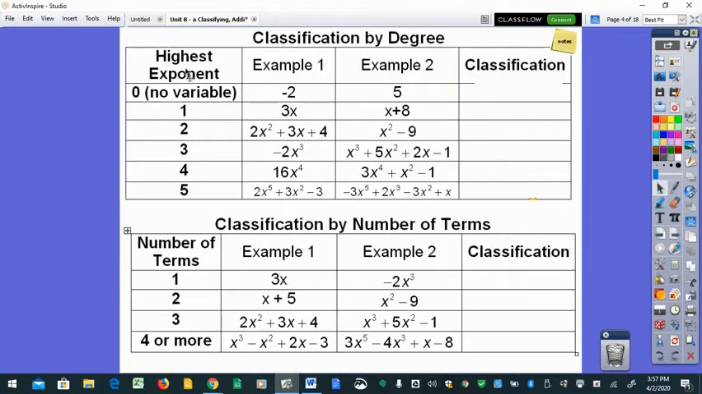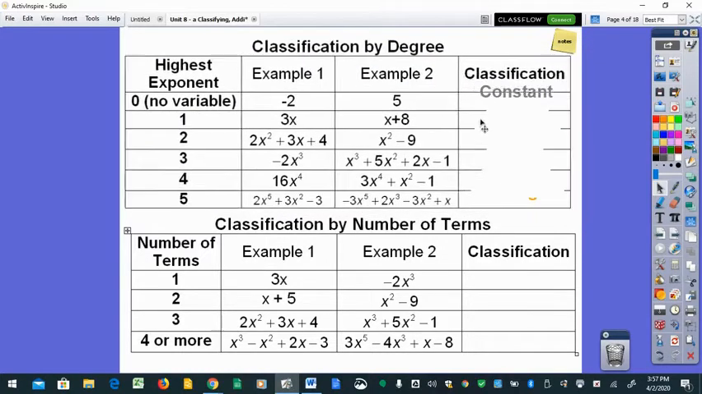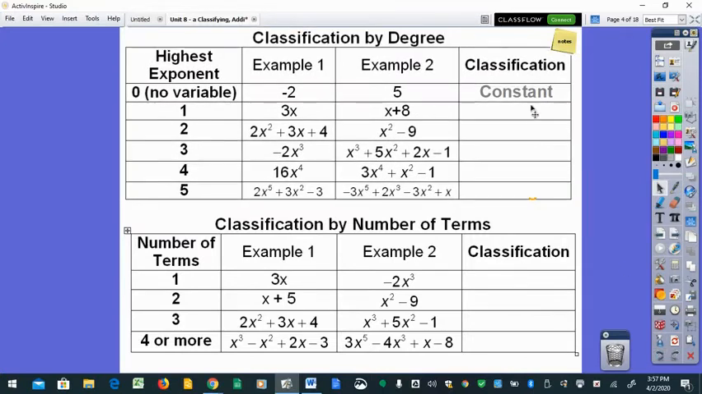So if your highest exponent, look at these two, they don't have a variable, which means it would be an x to the 0, no variable. Those are called constants. No surprise there. If your highest degree is an exponent of 1, so x to the first here, x to the first there, it's called linear. Think of y equals mx plus b, right? The x had a degree 1, had an exponent of 1.